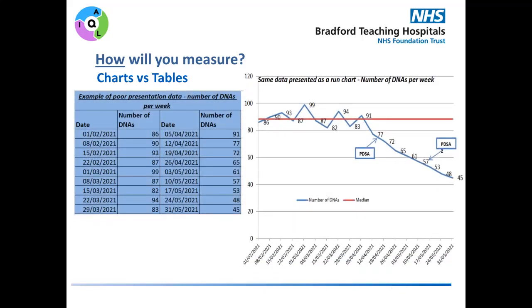Here is an example of 2 different ways of displaying the same data, a table versus a line chart or a run chart. You can easily see from the run chart that something happened around the 12th of April. And that is not as easy to see on the table. Run charts visually allow us to see very quickly when changes have taken place, and they are easy and simple to produce in Excel.